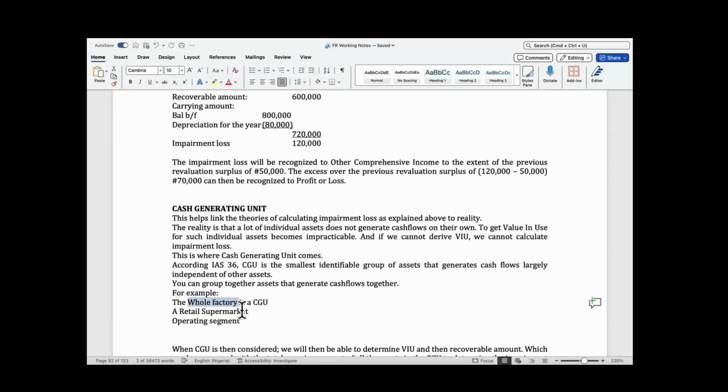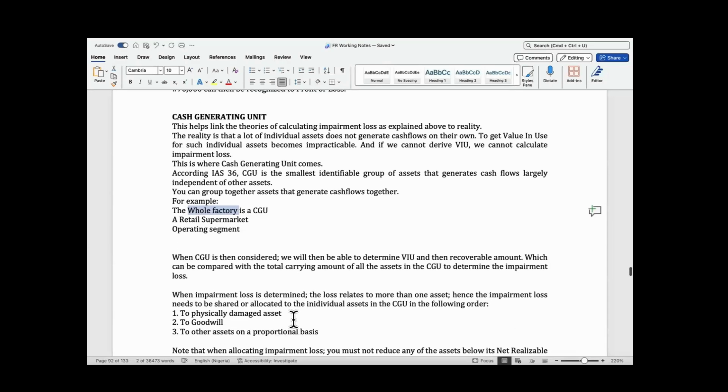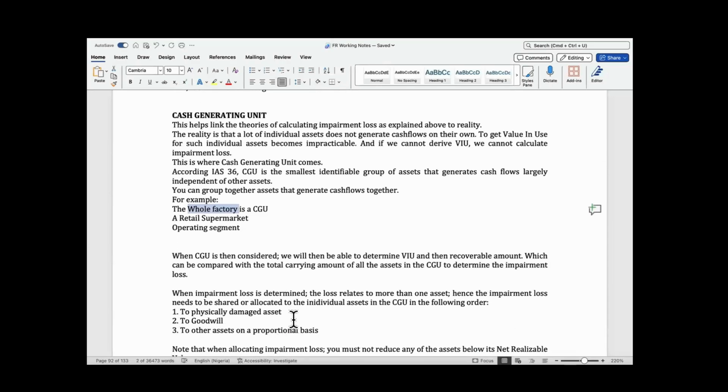So all the assets in that factory will be put together to make up the CGU, or a supermarket. Then all the assets in that supermarket will be put together to make up a CGU. But the whole idea is that we want to determine our value in use. When we're able to determine that, then we can determine the recoverable amount. Then we can determine the impairment loss.